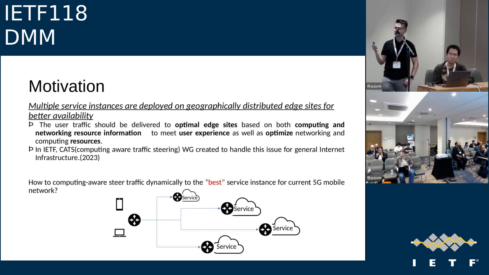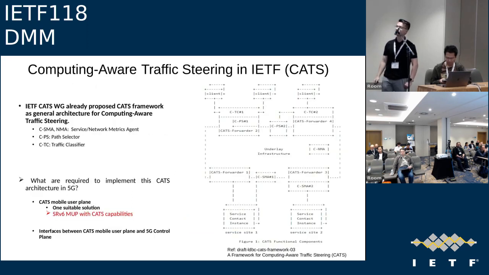So the question is, how to address that problem? The user traffic should be delivered to the optimal edge site based on both computing and networking metrics. That's why in the IETF, the CATS working group was created to handle that issue. So our job now is to apply that concept to 5G networks and to answer the question of how to steer traffic in a computing-aware way to the best service instance. So, a review of the IETF CATS working group.